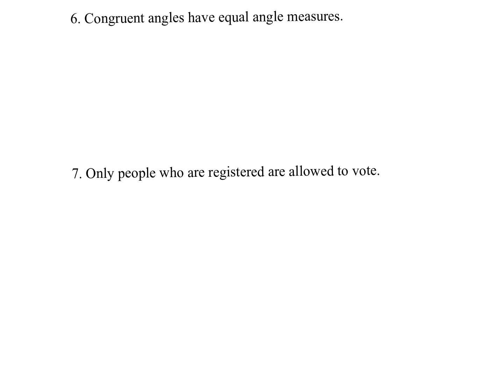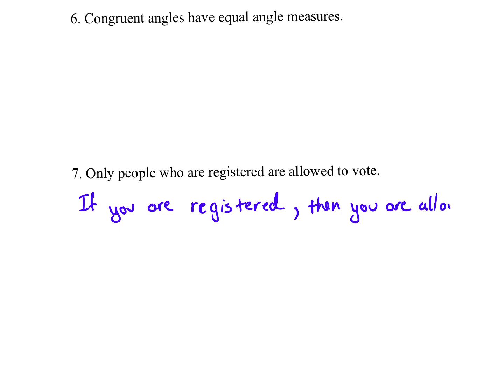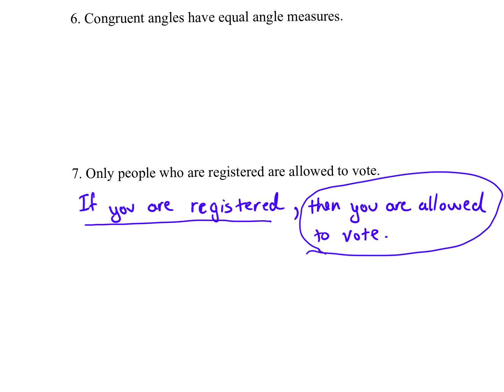Let's go down to number 7. Only people who are registered are allowed to vote. So we can say, if you are registered, then you are allowed to vote. We will then finally underline the hypothesis and circle the conclusion. And that is our walkthrough.